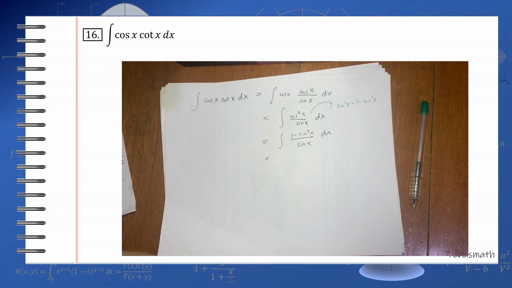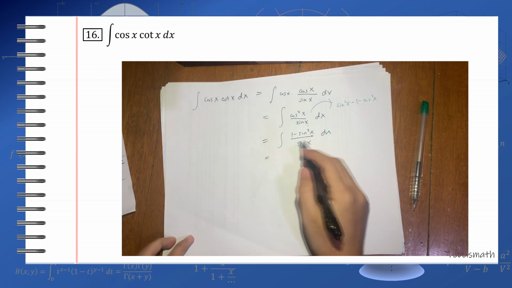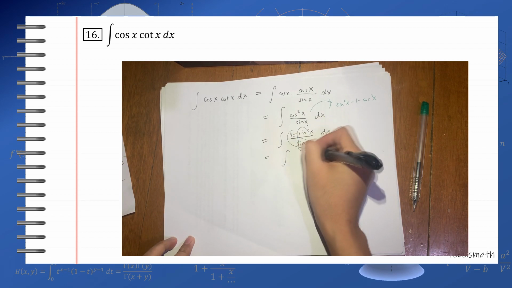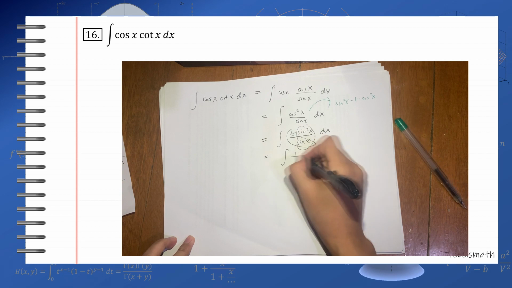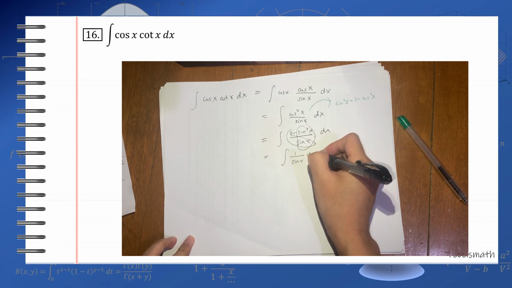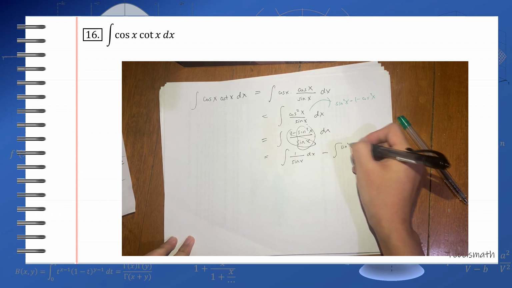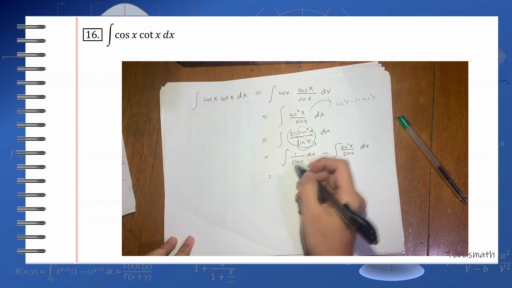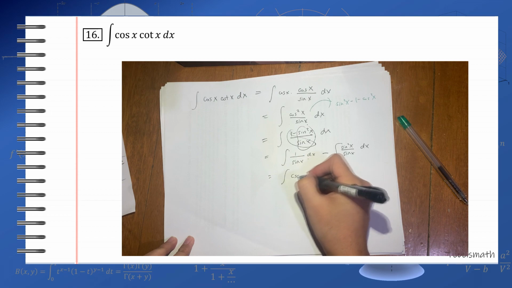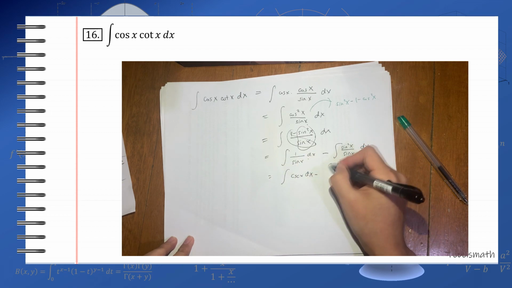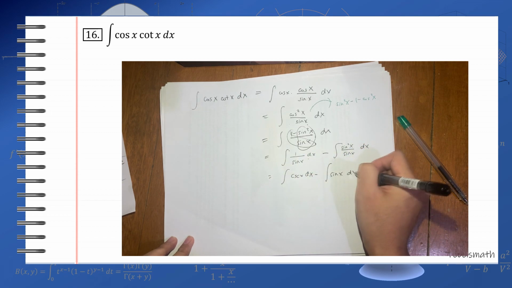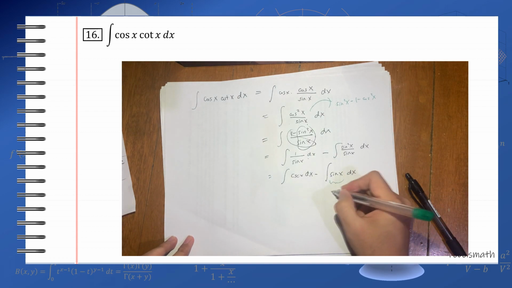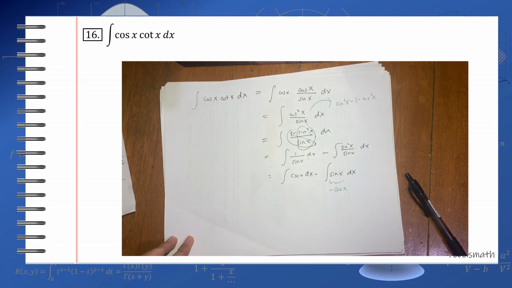I will split the numerator, the integrand, into two. That's 1 over sine and sine squared over sine. So that's 1 over sine x dx minus sine squared x over sine x dx. This is cosecant x dx. This is sine x dx. Now this one is easy. This is negative cosine of x.